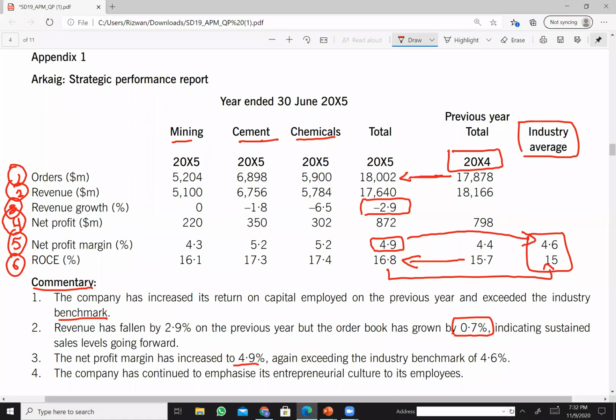So it's exceeding again. The company has continued to emphasize its entrepreneurial culture to its employees, as was mentioned in the subsidiary aims above, that the company needs to ensure that people do consider themselves as entrepreneurs of the organization. Okay, so you have to keep this in your mind. Now, this is the report. Now, how will you proceed in the paper? How will you approach the question in the paper? I will make this a piece of cake. Let's start.